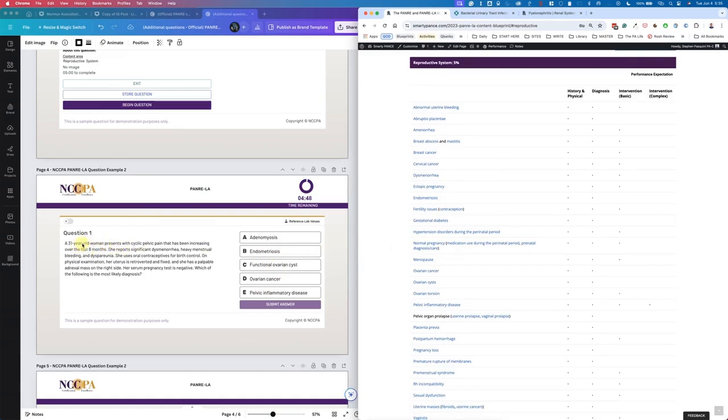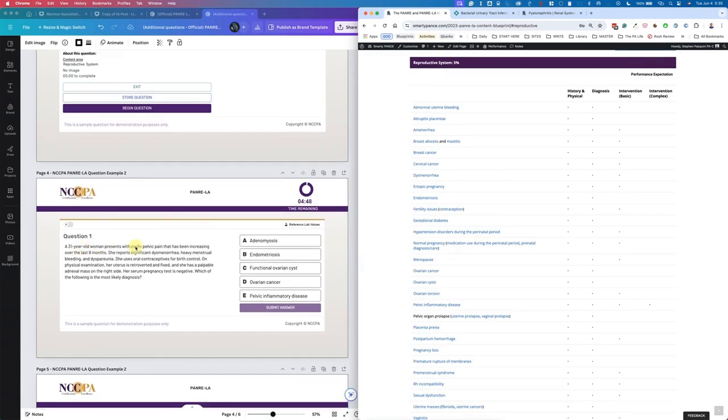31-year-old female, so she's a young woman. She has cyclic pelvic pain that has been increasing over the last 8 months. She reports significant dysmenorrhea, heavy menstrual bleeding, and dyspareunia. She uses oral contraceptives for birth control. On physical examination, her uterus is retroverted and fixed and has a palpable adnexal mass on the right side. Her serum pregnancy test is negative. Now you can go ahead and look at your answer choices.